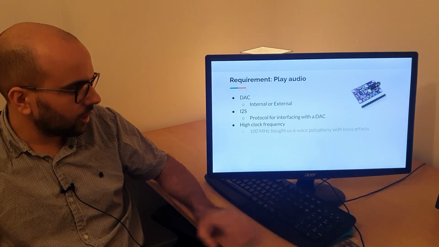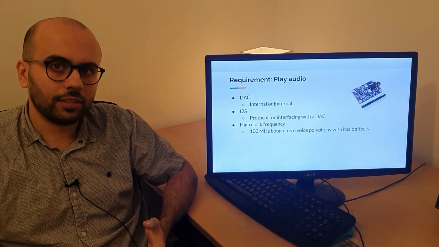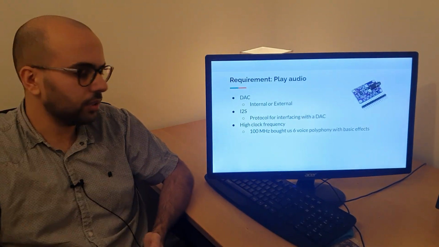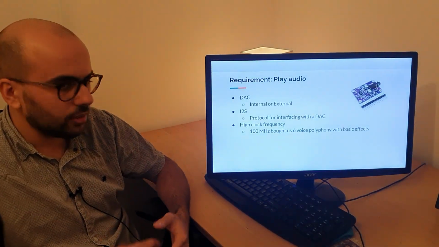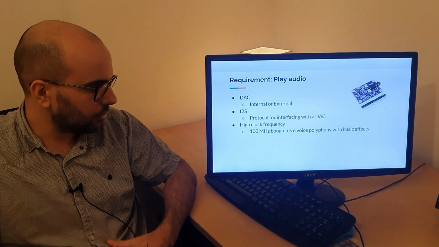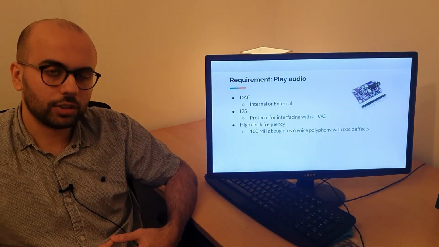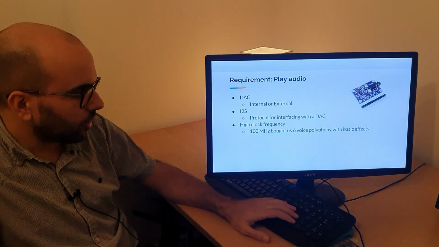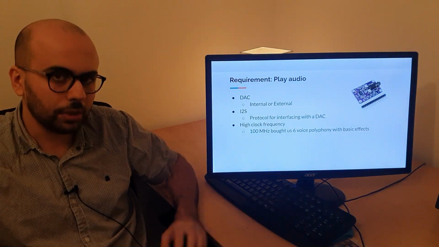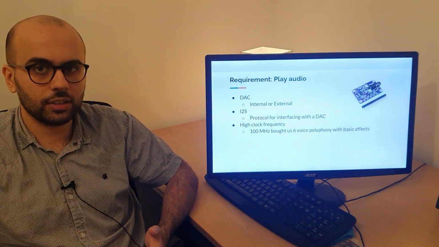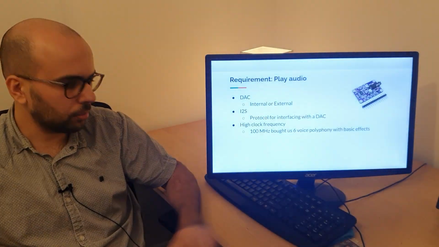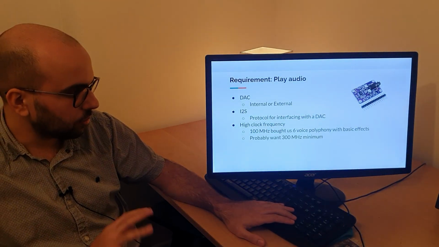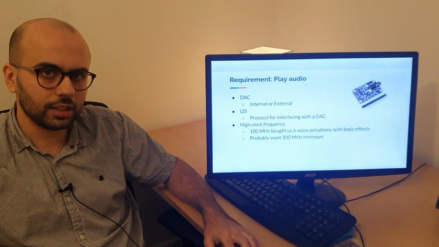audio. In order to play audio, you need to have a high clock frequency on your CPU, which means that you need to calculate a lot of things. In my previous project, my microcontroller had a 100 megahertz CPU, and that got me around 6 voice polyphony and some basic effects on the subtractive synthesizer. In this project, I want to do a lot more, so I was thinking we probably need around 300 megahertz.